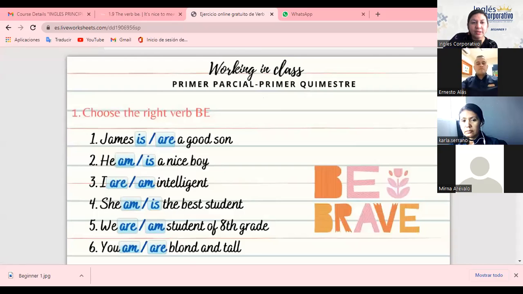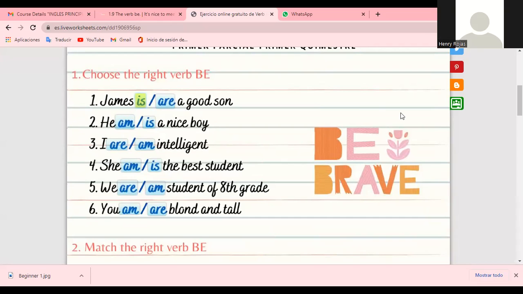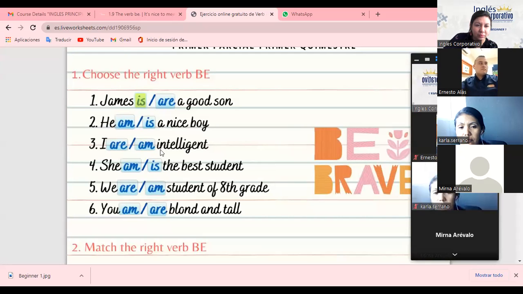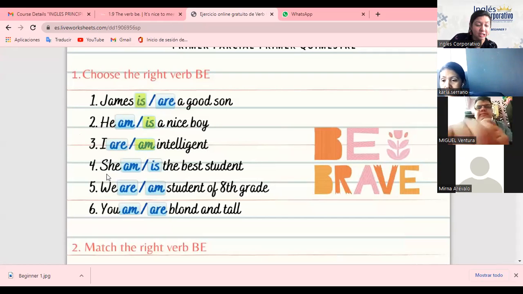In this exercise, you have to choose the right verb be. For example, James. He... What sería? What is the correct answer? Is. He is a nice boy. Exactly. Okay. Number three. I am intelligent. She is the best student.